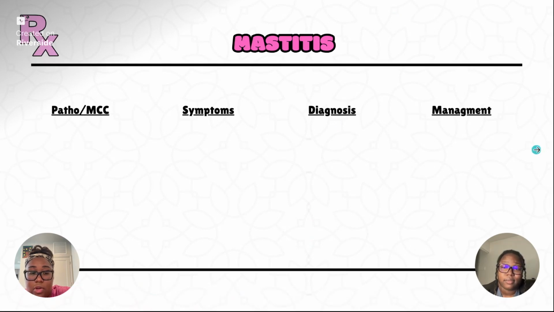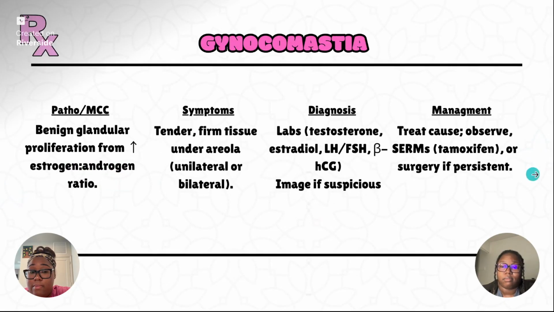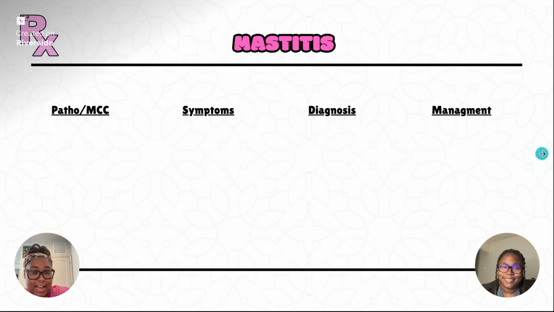Perfect. You hit it on the nail. What is a complication of mastitis? What can arise as a result of mastitis that we talked about earlier? Breast abscess. There you go. Perfect, which is also staph.